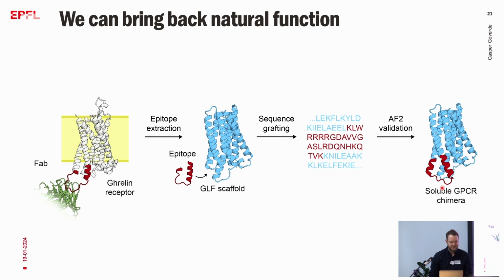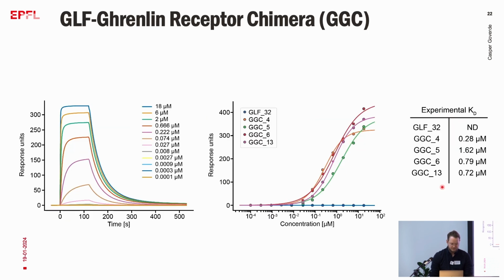And we picked our best designs and tested them in vitro, to see whether this now starts binding the antibody. And this is indeed what we saw. So we tested several different designs, and all of them start binding the antibody when we transplant back the loop.